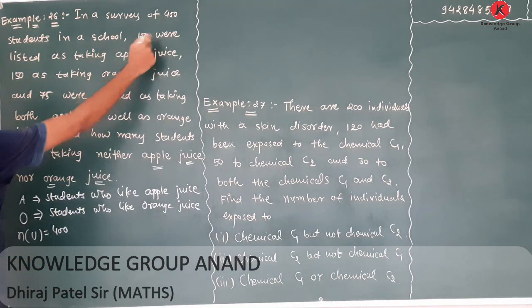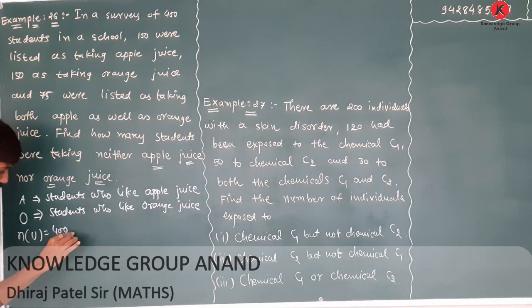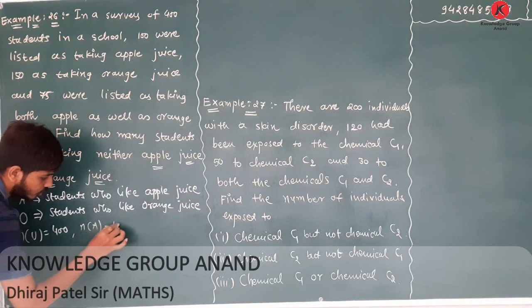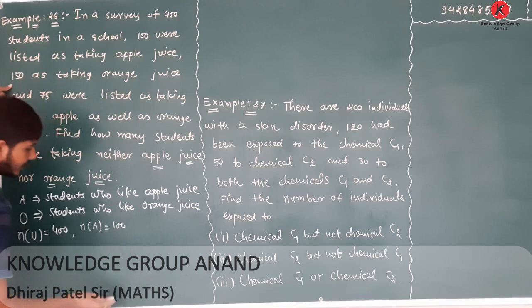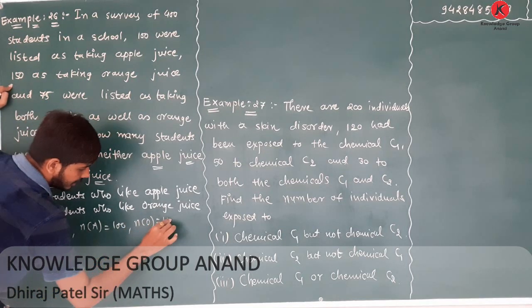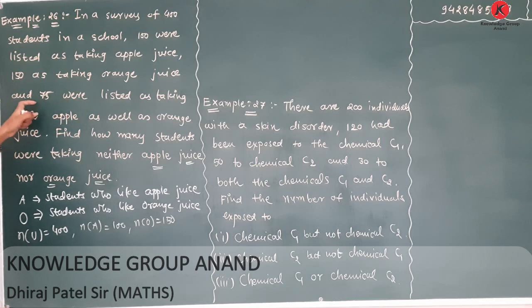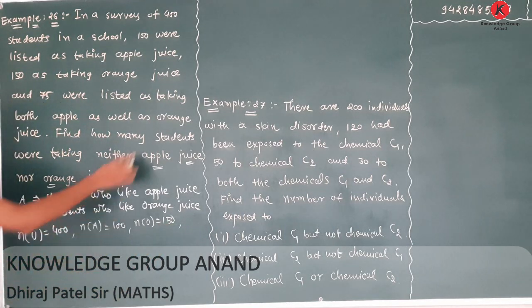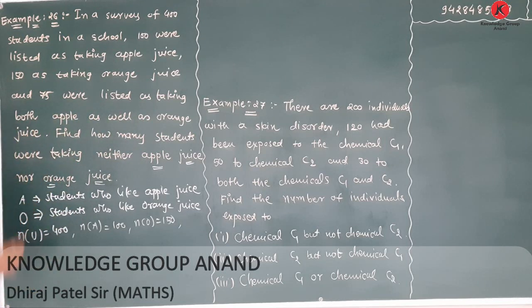Clear? Now 100 were listed as taking apple juice, therefore the number of elements of A equals 100. Next, 150 for orange, the number of elements in O equals 150, and 75 listed as taking orange juice as well as apple juice. Therefore, A intersection O, which means both, equals 75. Now, draw the Venn diagram of this question and give the answer of these questions.